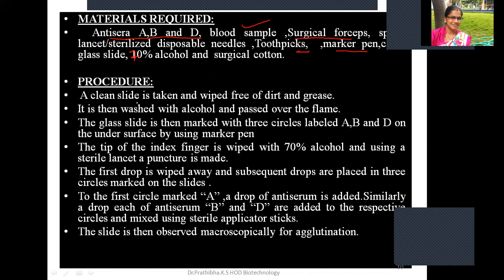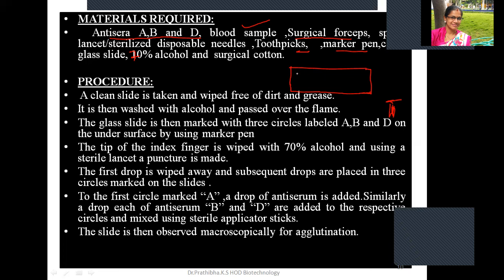Let us go through the procedure. You are going to take a clean glass slide and wipe it free of dirt and grease. Make sure the slide is compulsorily free from any kind of dust and grease. It is then washed with alcohol and passed over the flame. If there is a flame, just gently pass it over the flame and take it out. The glass is then marked with 3 circles, labelled as A, B, and D, on the under surface using the marker pen. If this is the slide, you need to take the bottom portion.